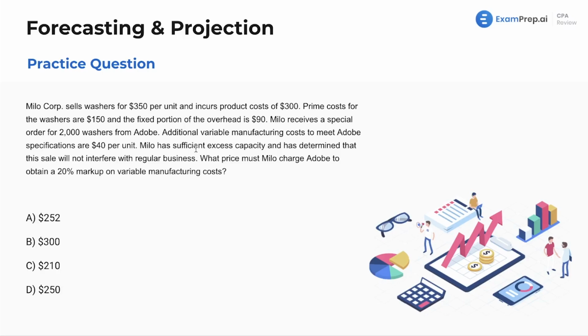Milo has sufficient excess capacity, you can't take this project on unless you do, and has determined that this sale will not interfere with regular business. That's also important. Glad we have that there. We need to determine what price we need to charge in order to get a 20% markup on variable manufacturing costs. With that being said, we're going to use some formulas. We're going to talk this through.